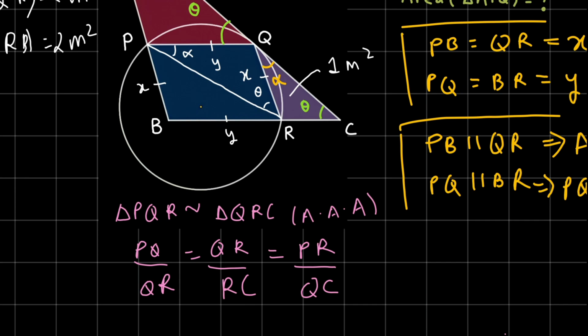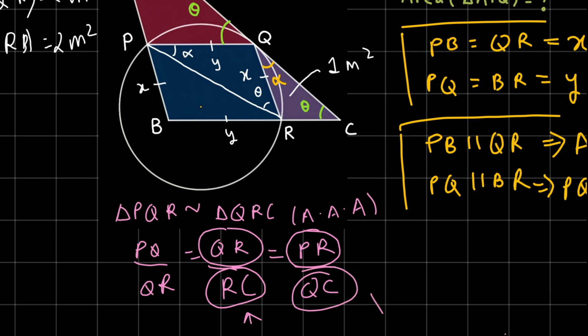For example, the length of QR is equal to x and the length of RC is not known. So this ratio would not be helpful. The length of PR we have not marked in the diagram, and the length of QC also we have not marked. So this ratio would also not be helpful. Now we are just remaining with this ratio. So according to the particular diagram, the length of PQ is equal to y and the length of QR is equal to x.